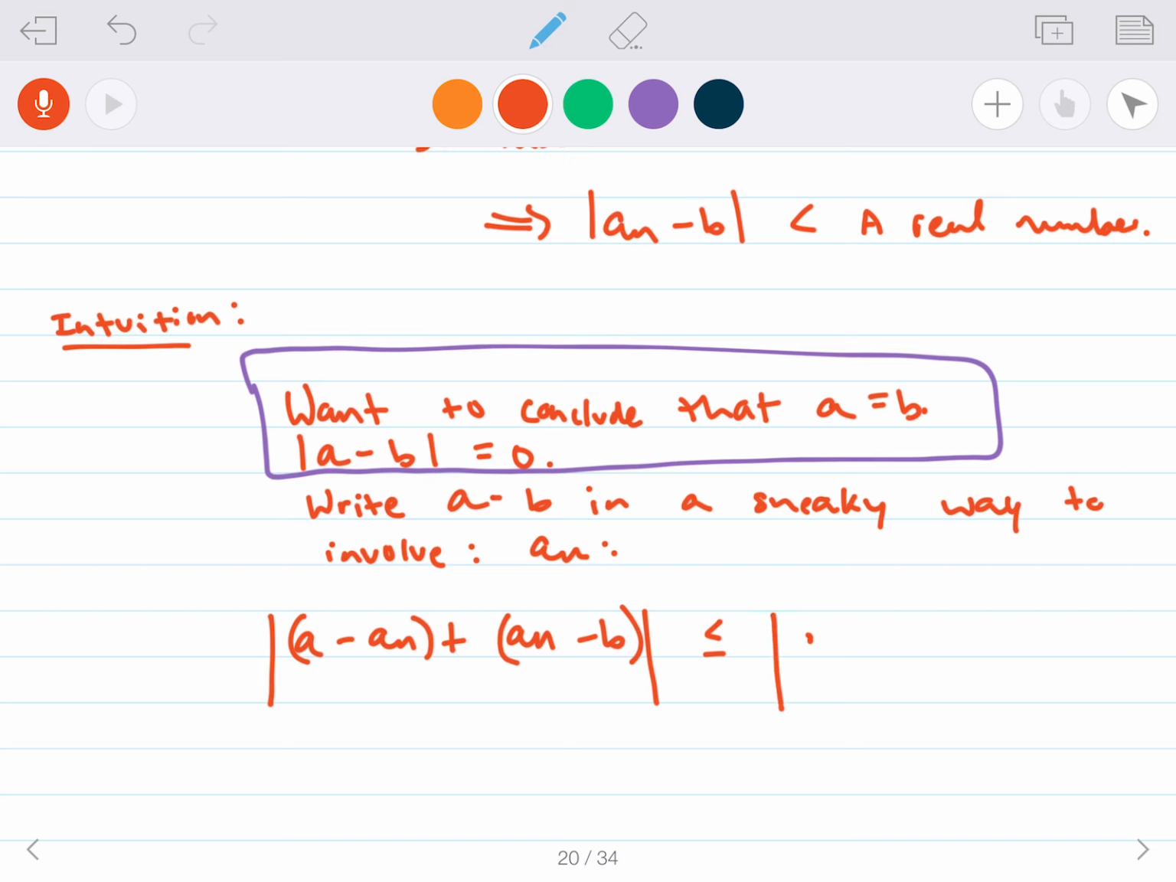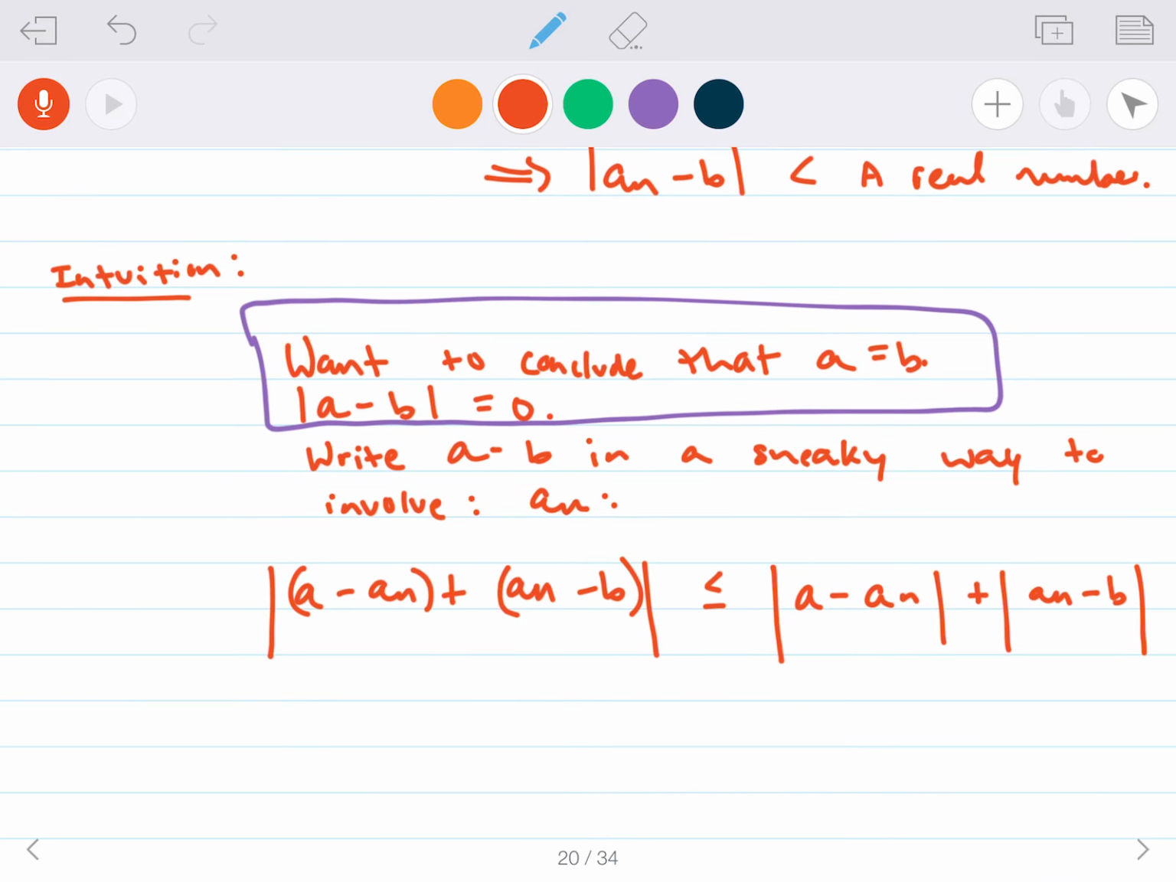It takes practice to see this, but after you do this for a while, you start to get used to it. But it does take practice to see what to do. And hopefully this intuition helped. Like, okay, I'm trying to get A minus B equals 0. And so I want to also bring in the A sub n because I have it. And the way to write A minus B in terms of A sub n is like this.